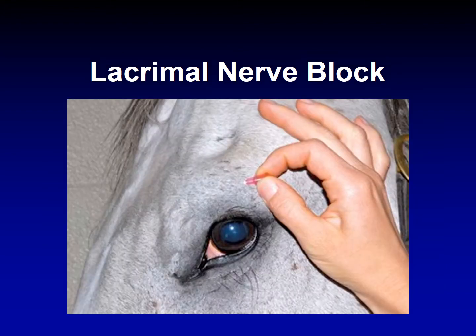This is a pretty clear picture of where we're going to do the lacrimal nerve block. We palpate the dorsolateral third of the orbit, and we give the injection right in that spot. So that's the third nerve block after the supraorbital and auriculopalpebral. Now we're going to do the zygomaticofacial nerve block.